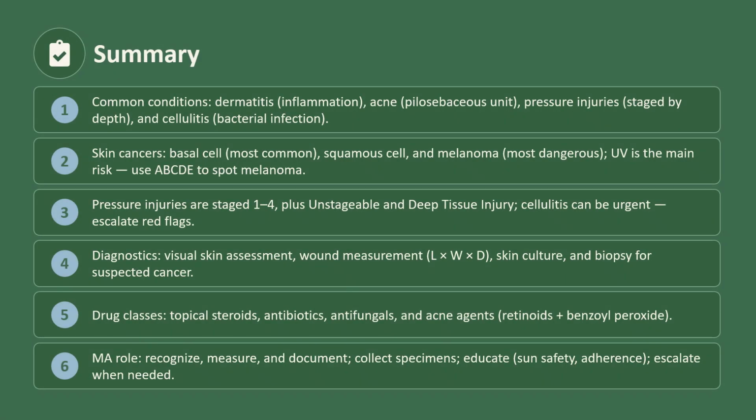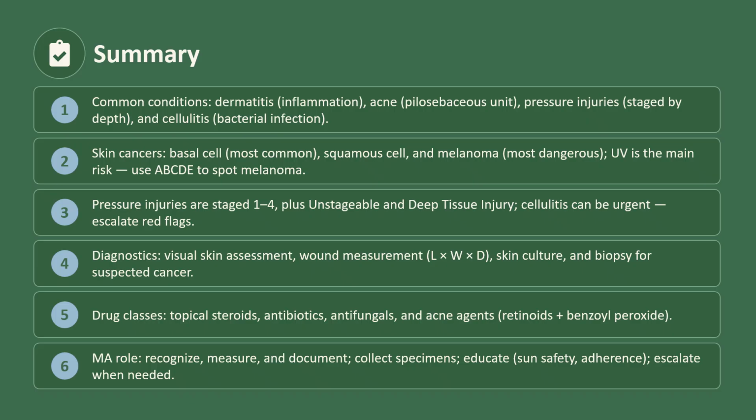So let's bring it all together in a summary. Here are 6 takeaways mapping to today's outcomes. 1. The common conditions. Dermatitis is inflammation. Acne is a disease of the pilosebaceous unit. Pressure injuries are defined by depth. And cellulitis is a bacterial infection of the deeper skin.